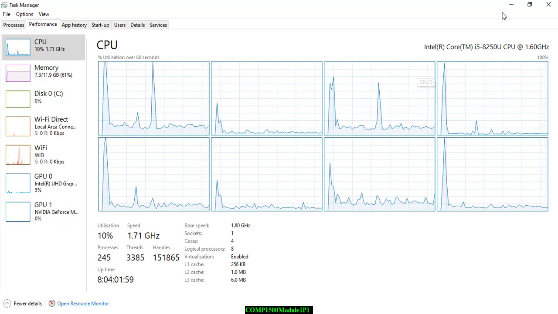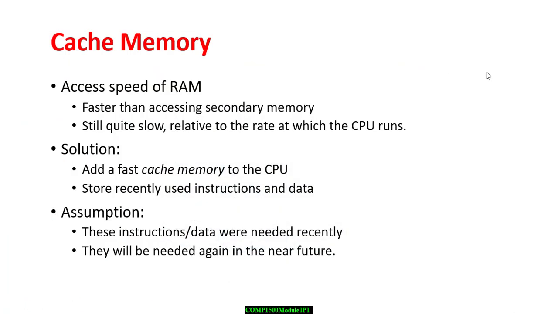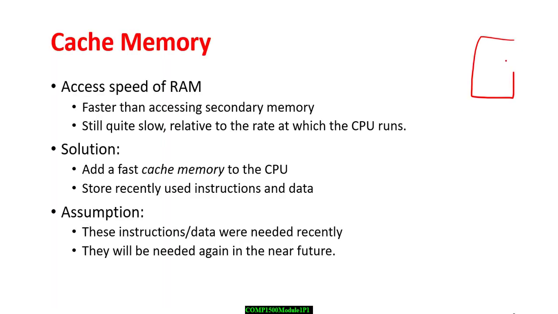Now, why do we need this cache memory? The story is simple. We have our hard drive. It stores our programs. We have our CPU. So the CPU needs the data. This one is very slow.